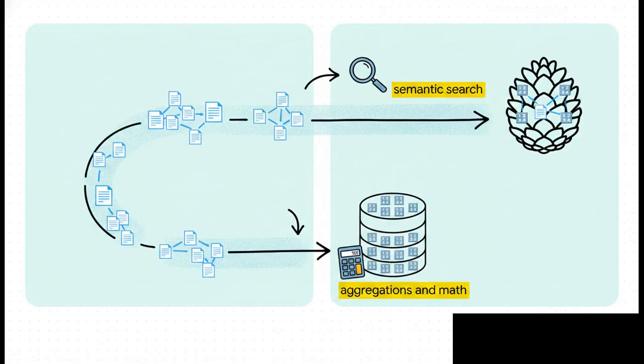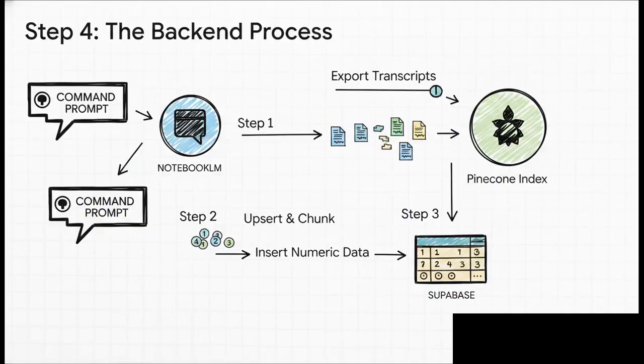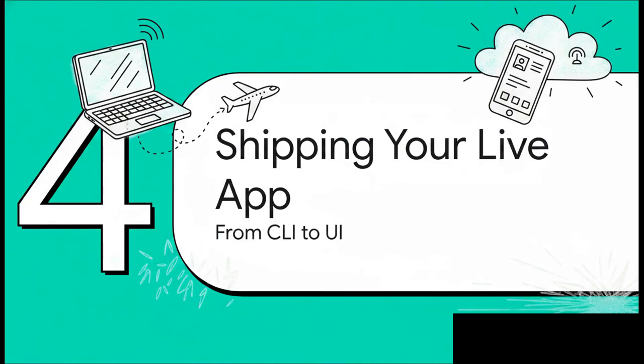And we get pretty smart about this. We split the data into 2 streams. All the text, the transcripts, the articles, goes into Pinecone. That's a vector database, which is perfect for powerful semantic search, meaning you can search by an idea, not just a keyword. And then all the numeric data goes into Supabase, which is built for precise filters, aggregations, and calculations. The process itself is surprisingly straightforward. You use one Claude Code prompt to download every single transcript from your notebook. Then you tell it to chunk that text up and push it into your Pinecone index. And finally, you have it create a table in Supabase and just load in all your numeric data. It's pretty slick.